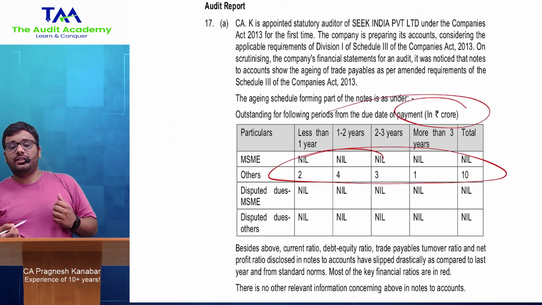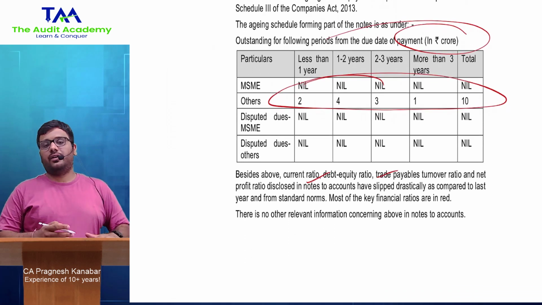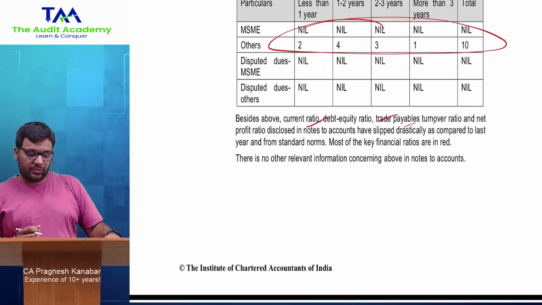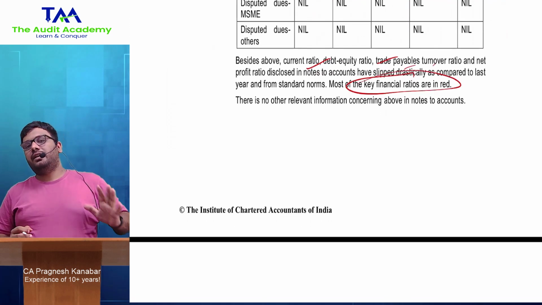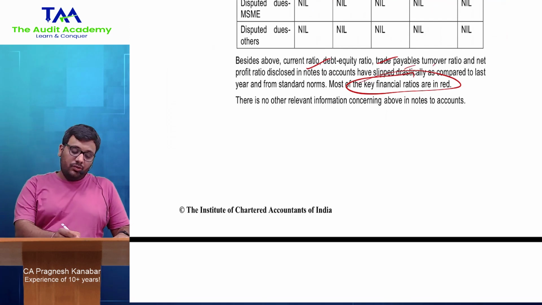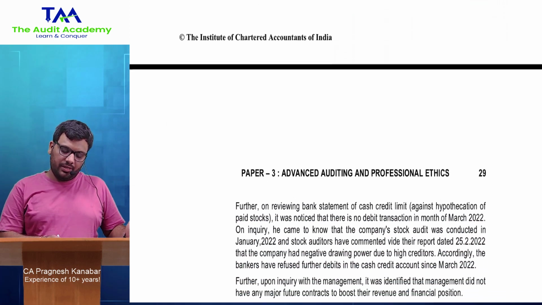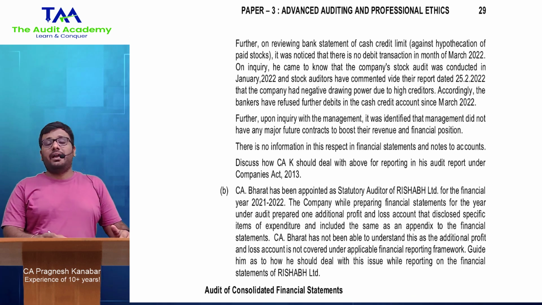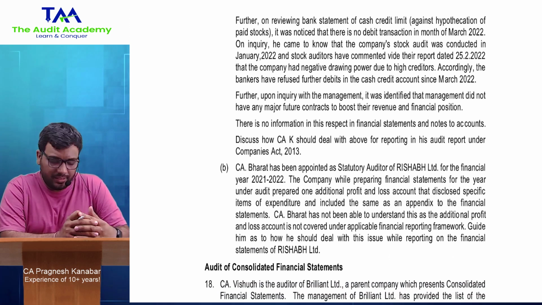All right, if you look at the aging schedule. Then when you look at more other points, all the ratios of the companies, all right, they are adverse. I mean, the ratios are not that great when you look at the debt equity ratio and stuff. All right, most of the key financial ratios are in red. So obviously company is suffering from material uncertainty over going concern. Now there is no other relevant information concerning above in the notes to accounts. All right, and then the bank is not ready to basically extend the credit. The bank is not ready to give them more credit. All right, so there are lots of indicators of material uncertainty.